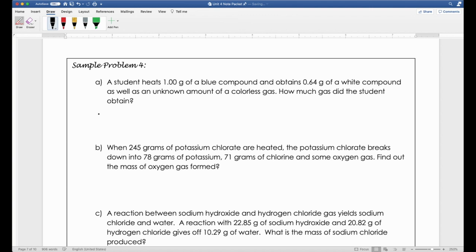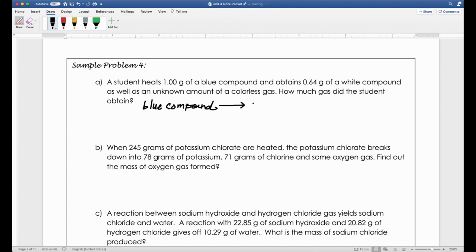When you do problems like this, especially if it's a word problem, my biggest advice is to always write down what you're given in some sort of an equation. I think it allows you to see these a little bit better. So I'm going to try my best to write this out here. So I have 1 gram of some blue compound. So I'm just going to write blue compound. And we're heating it up.